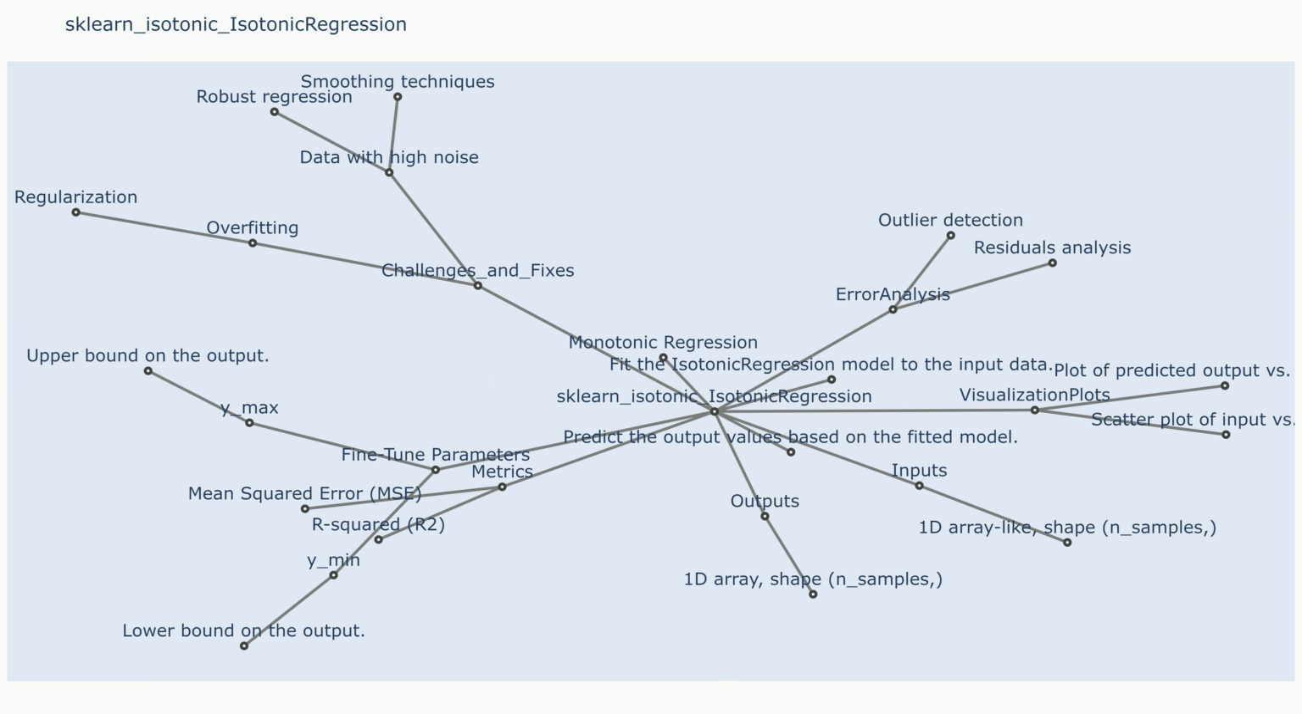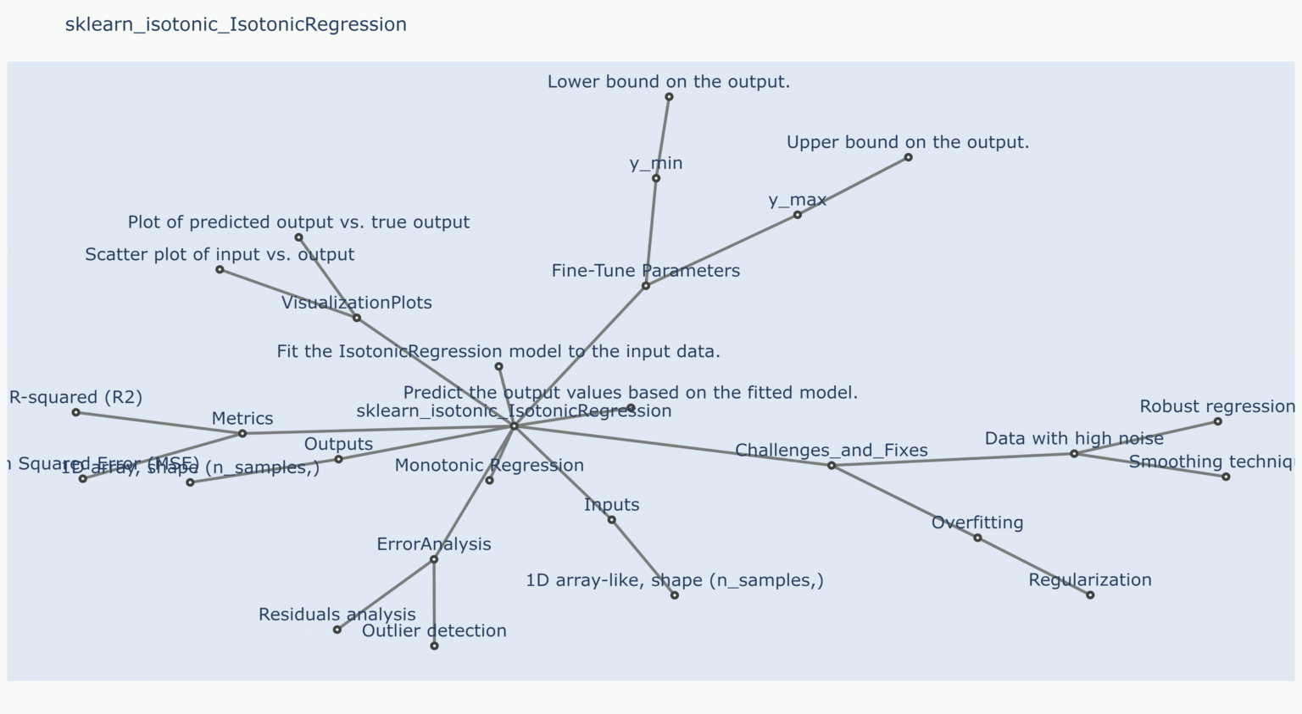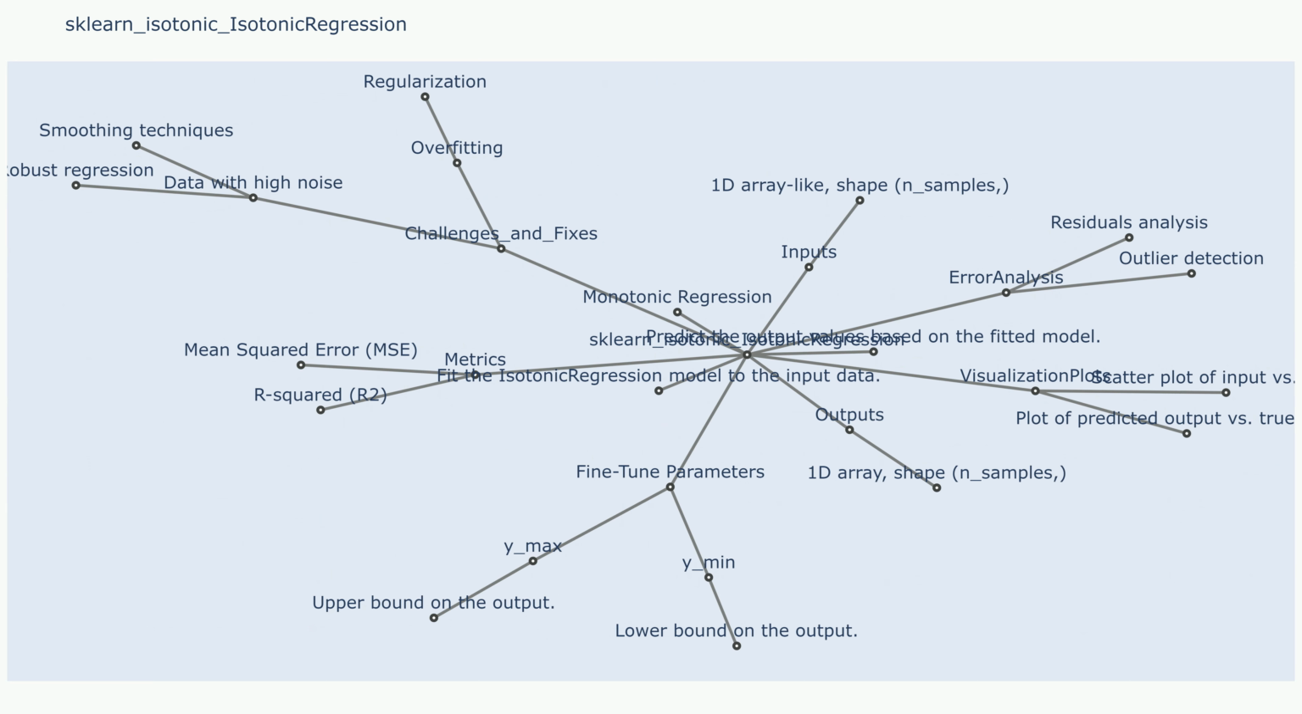Challenges and fixes. Challenge 1: overfitting to noisy data. Sample use case that resulted in challenge 1: if the data is very noisy, the model may overfit to the noise and produce a highly non-smooth relationship between the input values and the predicted target values. Fixes to challenge 1: use a smoothing technique, such as a moving average, to smooth the input values before fitting the model. Use a regularization parameter to penalize model complexity.